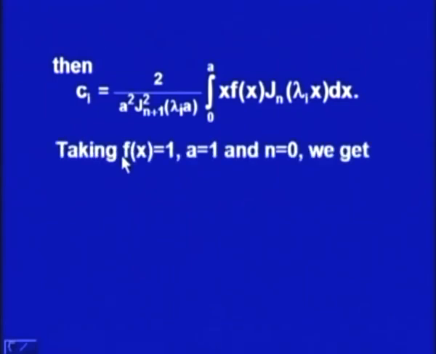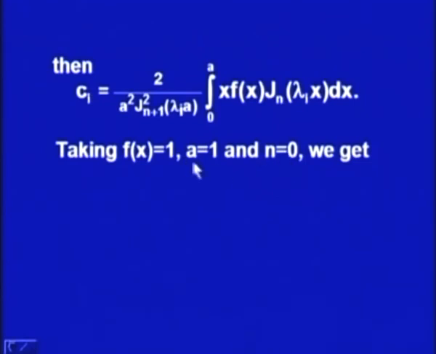So, in this let us take f(x) equal to 1, a equal to 1 and n equal to 0, because we wish to expand the function f(x) equal to 1 in terms of Bessel functions of order 0. Moreover, we are given that alpha 1, alpha 2, ..., alpha n are the roots of the equation J_0(x) equal to 0.